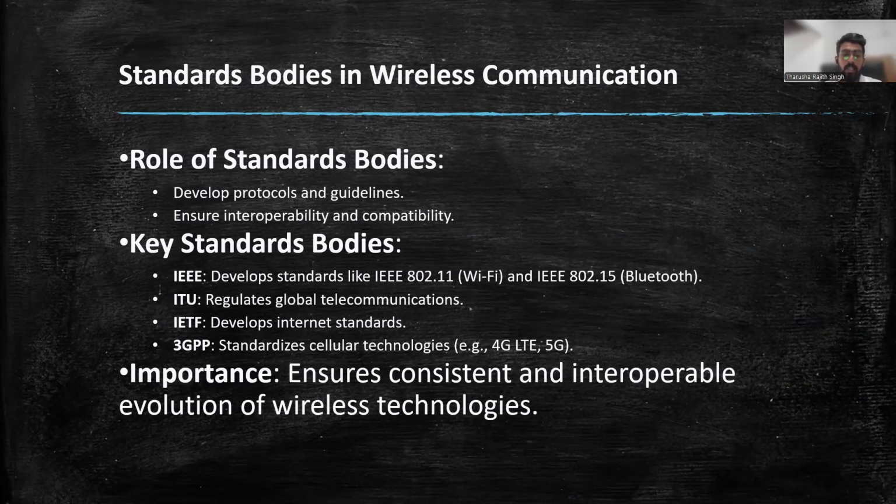IETF, the Internet Engineering Task Force, develops and promotes internet standards, ensuring that the internet operates smoothly and consistently across the globe. The next one is 3GPP, which means Third Generation Partnership Project. This body is responsible for standardizing cellular communication technologies, including 4G, LTE, and 5G. These standards define how mobile networks operate and evolve.